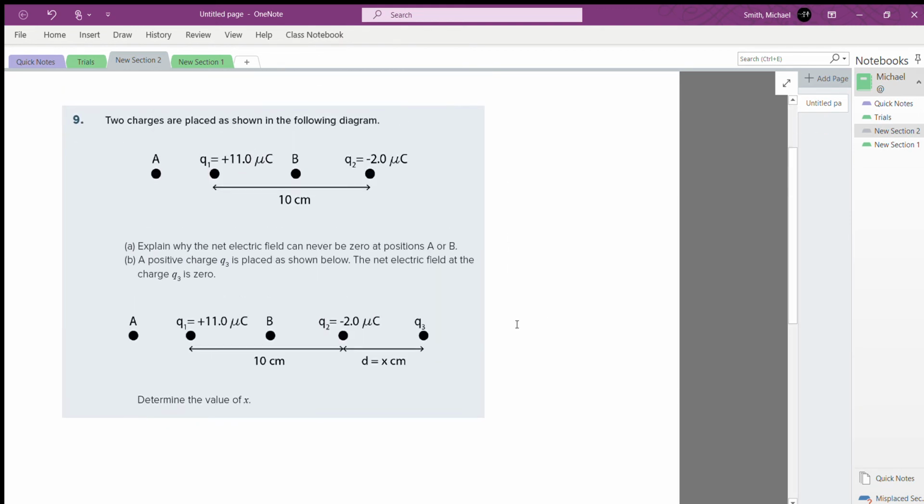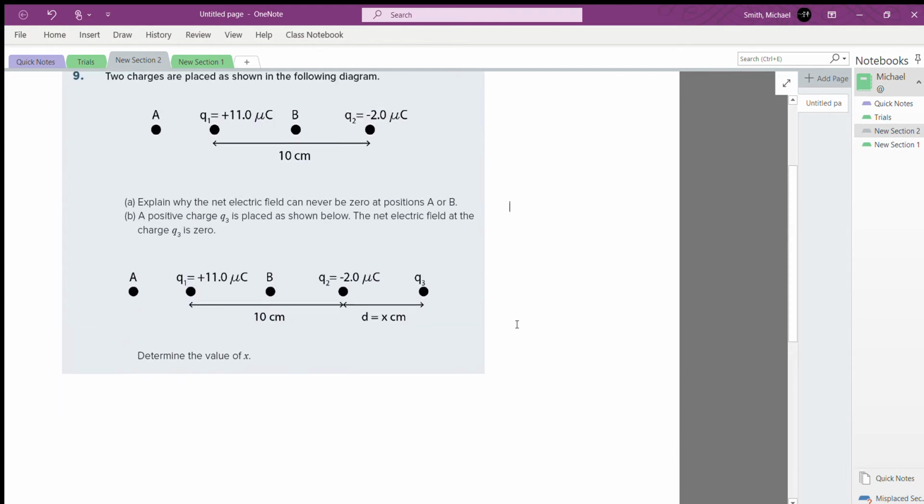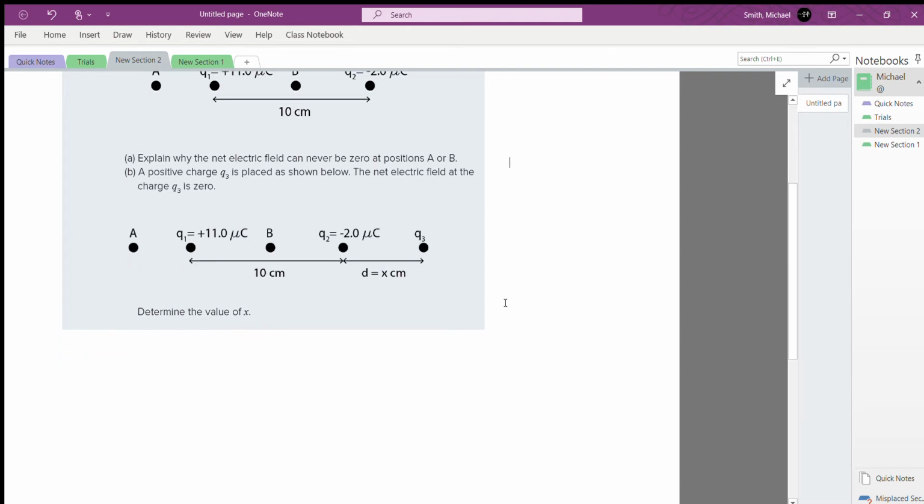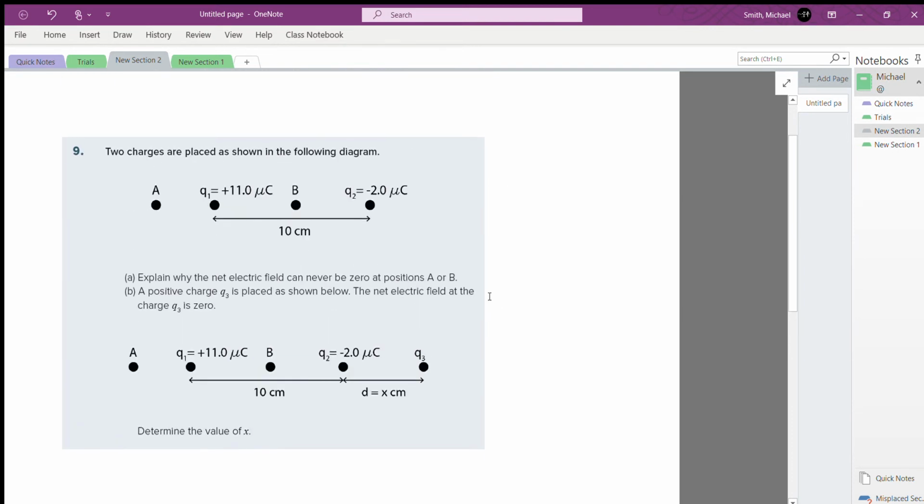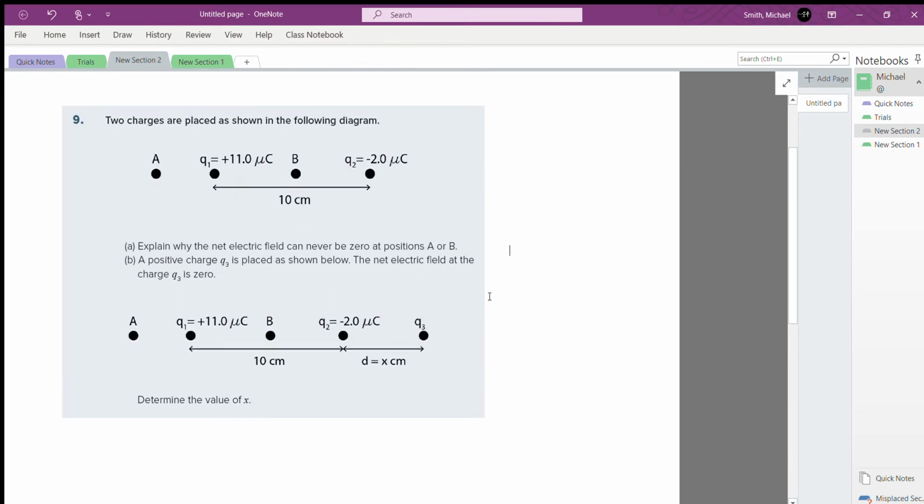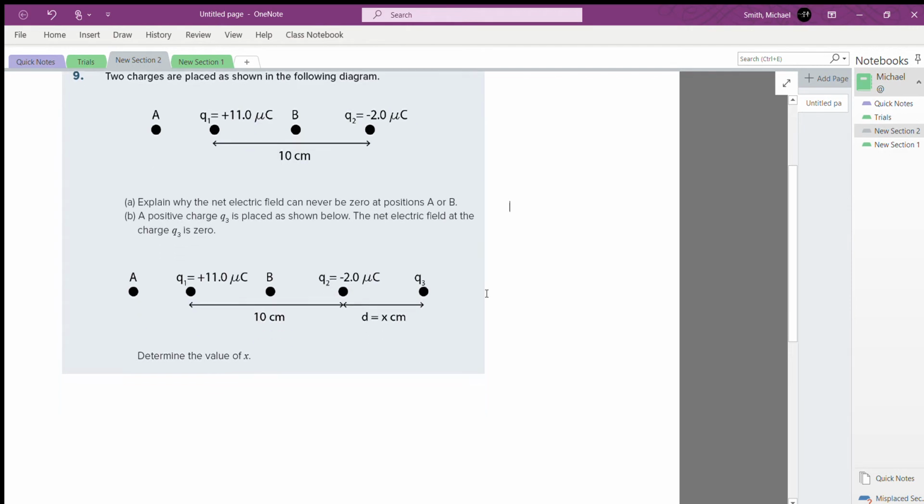This is question 9 from the SACE Stage 2 Physics course companion from Chapter 2.1 Electric Fields. Here we have two charges placed as shown in that diagram. We have Q1 is 11 microcoulombs, Q2 is -2 microcoulombs, and we have 2 points A and B in between those. So what we need to do first is explain why the net electric field can never be zero at positions A or B. Now it's probably easiest just to redraw this.